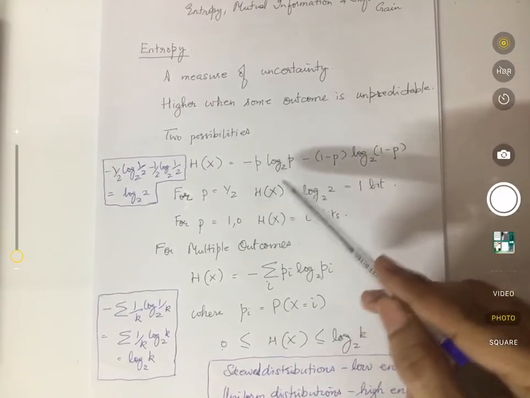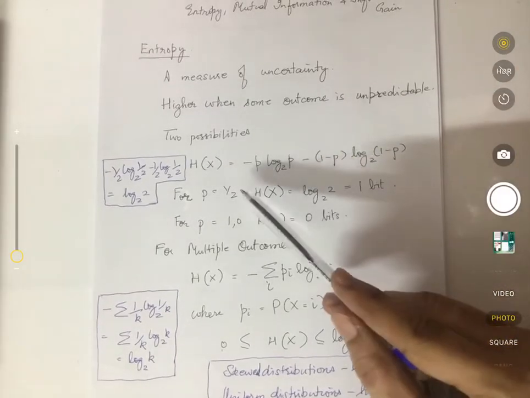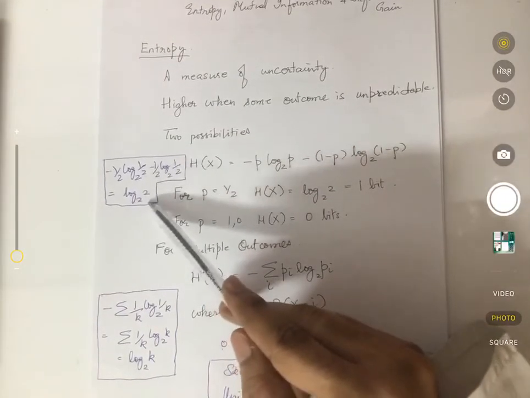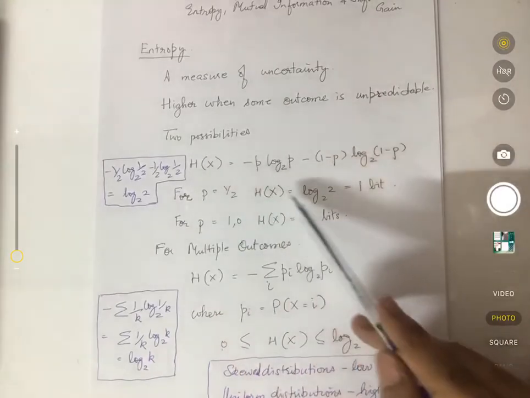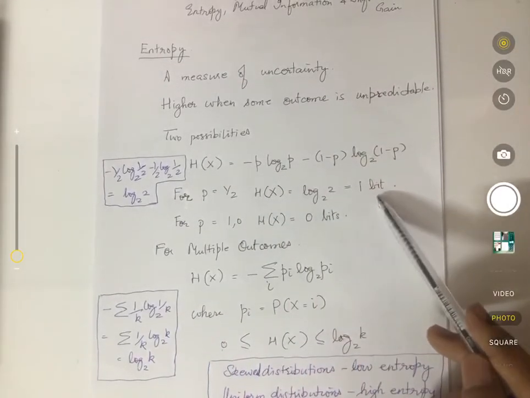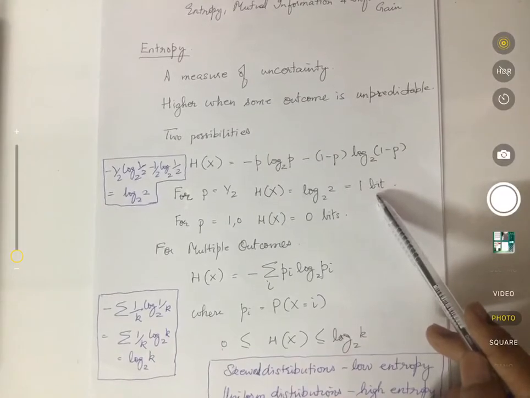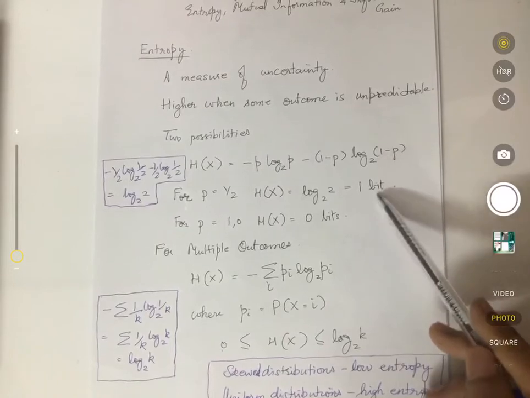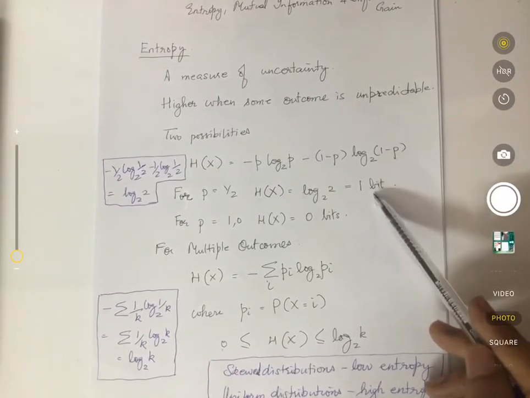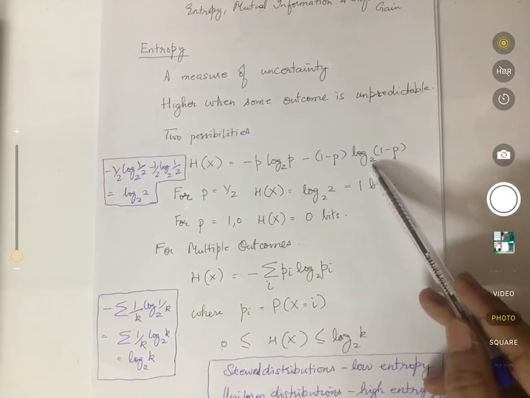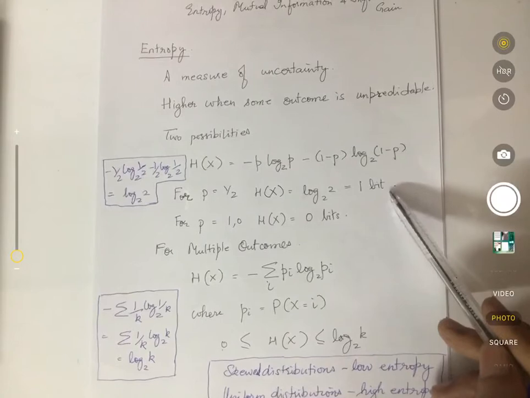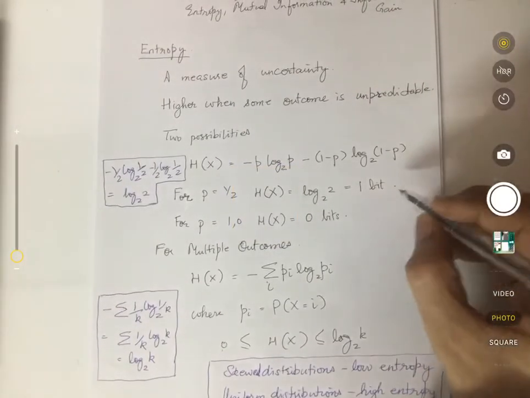So you see that when you have p equal to half, you get log 2 to the base 2, and that is 1, and the unit used to express the entropy is bits, right? So if you have a logarithm to the base 2, then your answer is expressed in bits, and if you have the natural logarithm, then the unit is nats.